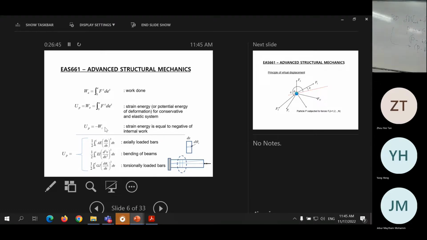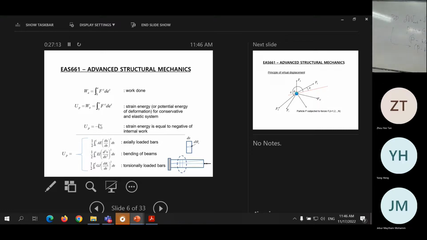So the first one, the definition of work done, is the area under the force versus deformation diagram. Then for a conservative and elastic system, the work done by external force is equal to strain energy, and strain energy is equal to negative of internal work. These three basic relations are the ones that we are going to use. So you have to remember this.